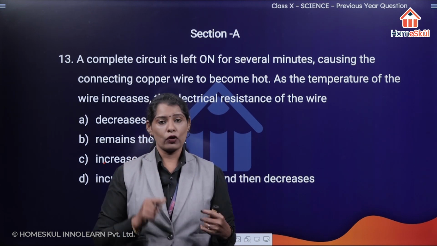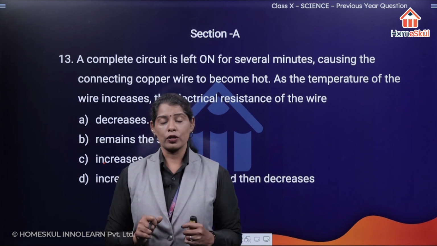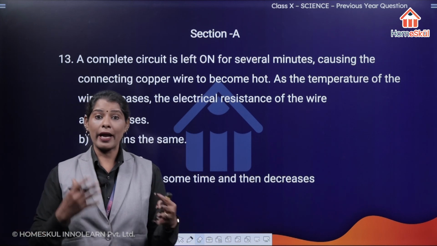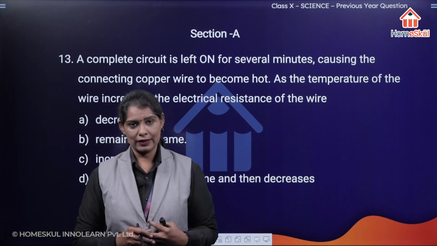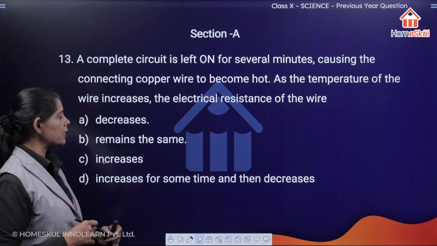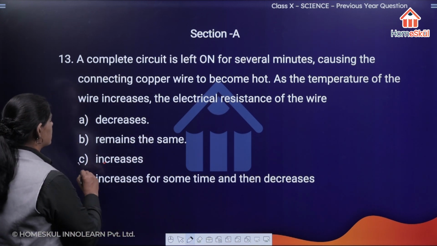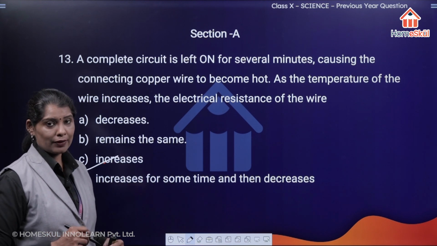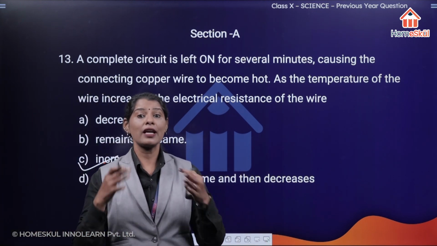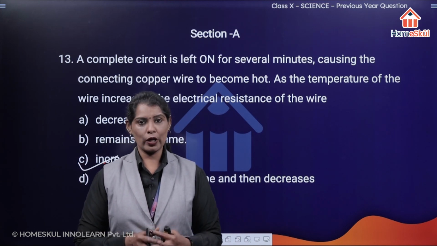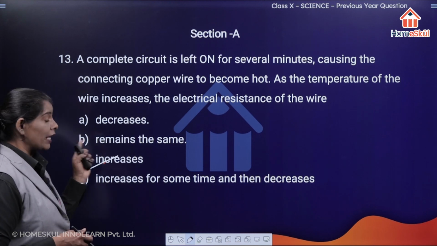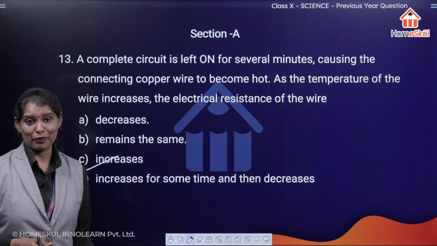So, when the current is flowing, due to the flow of electrons, these electrons will be moving erratically. Thereby, they will face more resistance. So, higher the temperature, what will happen to the electrical resistance? Of course, the electrical resistance will increase because therein the electrons will be moving more erratically, facing higher resistance. Okay, so our correct option is option C. The electrical resistance of the wire will increase with the increase in the temperature.